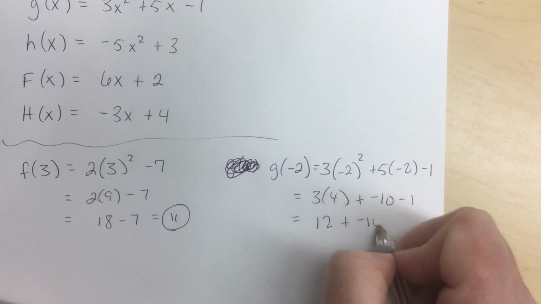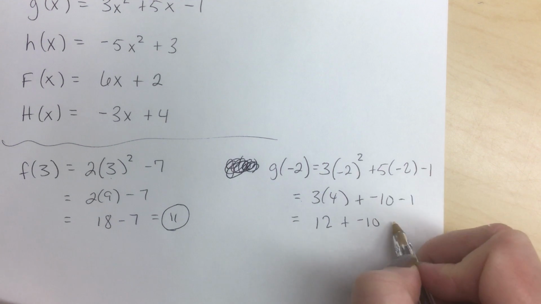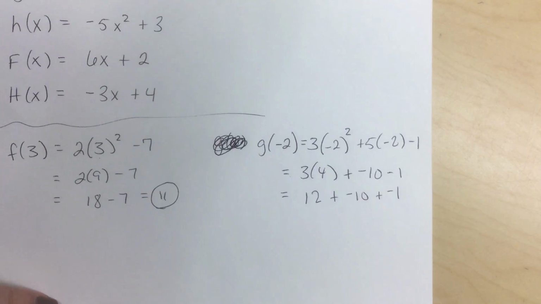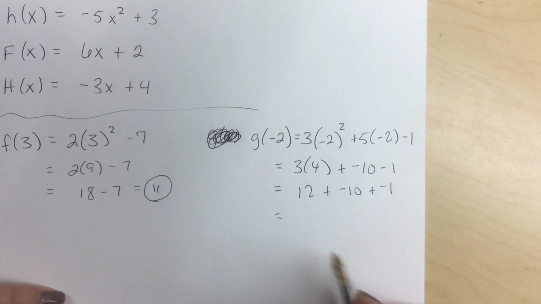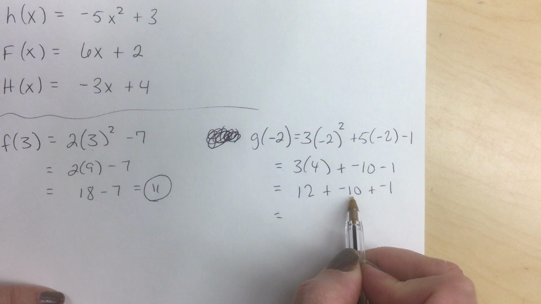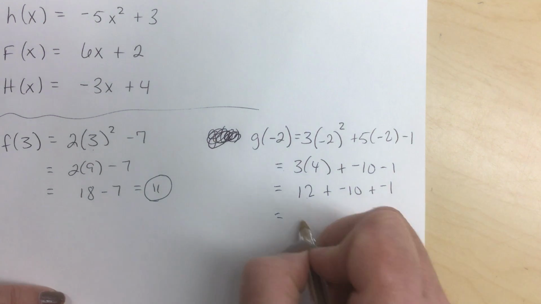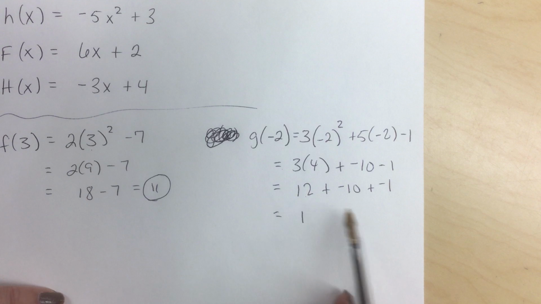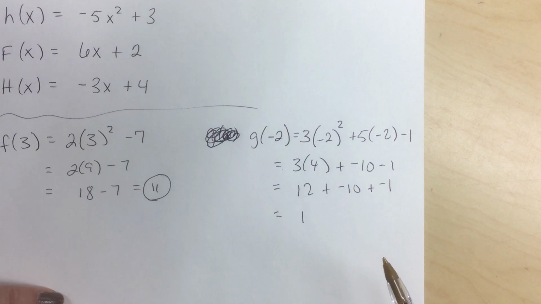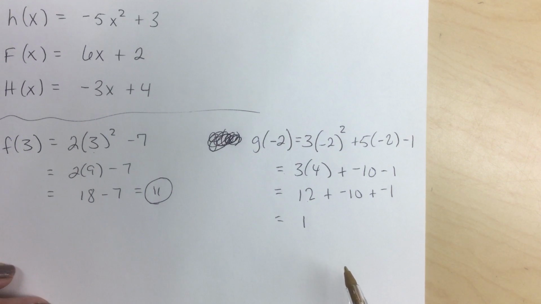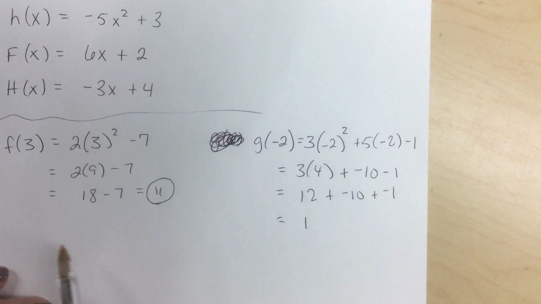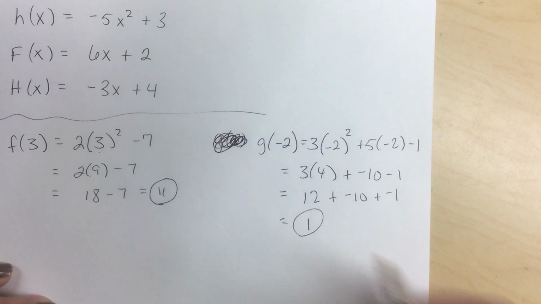And so you could change this minus 1 to plus a negative 1, if that helps you. Then 12 plus negative 10 is 2, and 2 plus negative 1 is 1. Or you can think of it as 12 minus 10 is 2, 2 minus 1 is 1. Okay, so that's kind of review. I know it's been a while since we've done that, but that is review, plugging a number in.